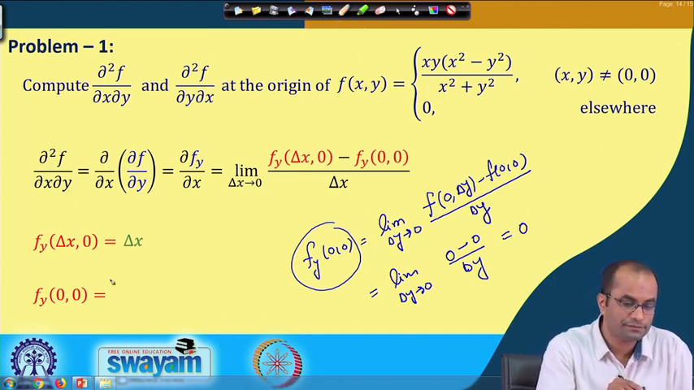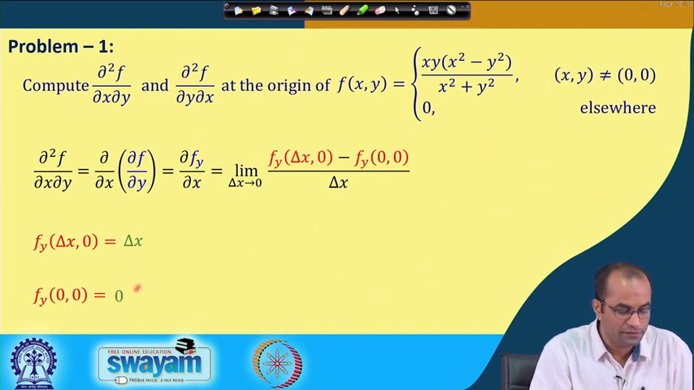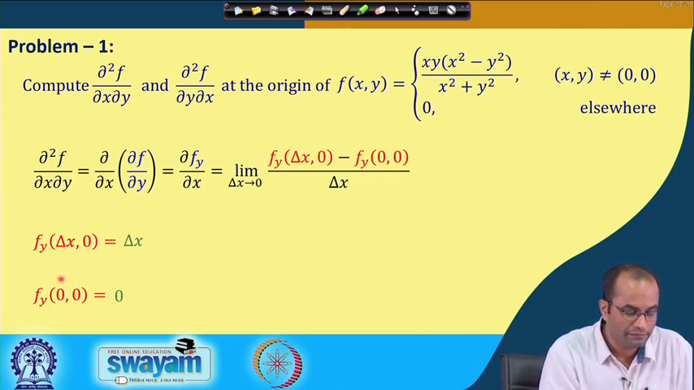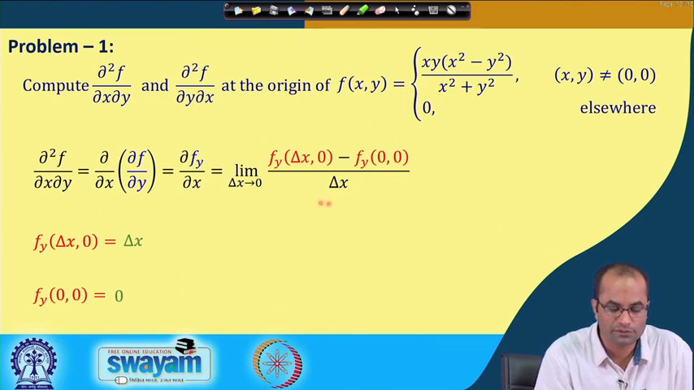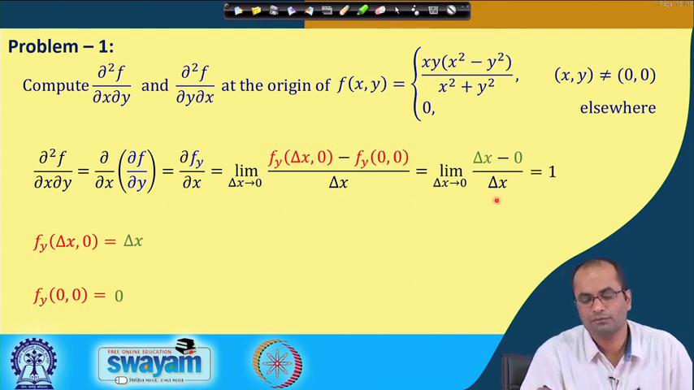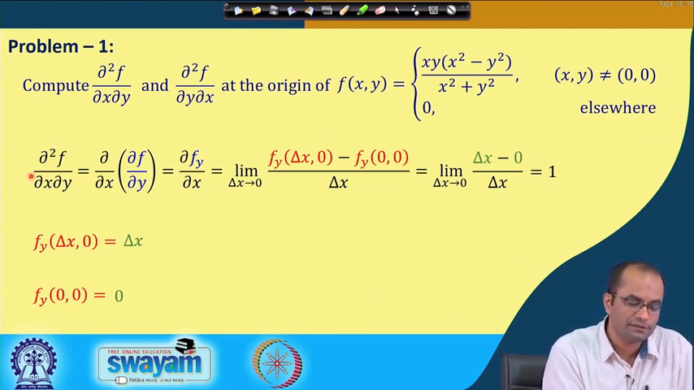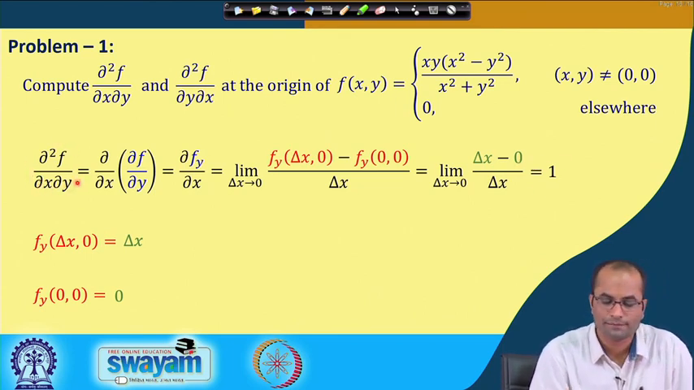So we got these two: f_y(delta x, 0) is delta x, and f_y(0, 0) is 0. We can substitute now: delta x minus 0 over delta x, and this delta x over delta x will become 1. So we have this limit as 1. So we got this mixed order partial derivative of order ∂x∂y as 1.